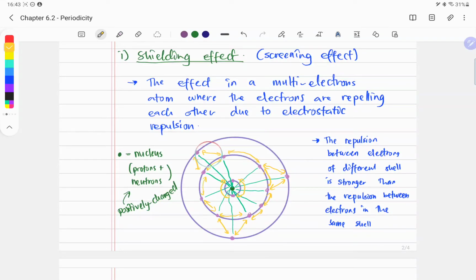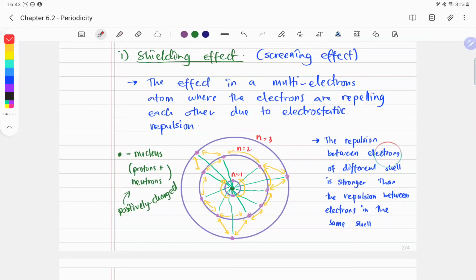Ini yang kita panggil, yang warna kuning ini semua, daya tolakan ni, kita panggil sebagai shielding effect. Dan kekuatan shielding effect ini dia bergantung kepada kedudukan electrons. Bermaksud electrons dalam shell yang sama. So yang warna purple ni adalah shell. So this is shell n equals to 1, this is n equals to 2, dan n equals to 3.